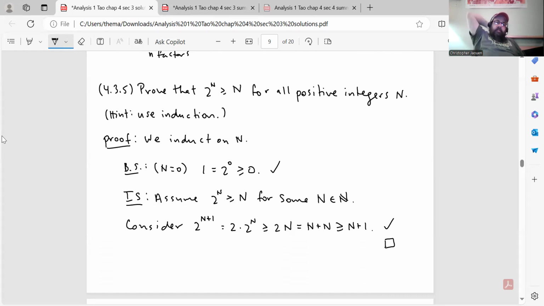And then the inductive step, assume that 2 to the n is greater than or equal to n for some natural number n. Consider 2 to the n plus 1, that's equal to 2 times 2 to the n, which is greater than or equal to 2 times n, which is equal to n plus n, which is greater than or equal to n plus 1, and that proves the theorem. Okay, and that's the exercise set for 4.3.